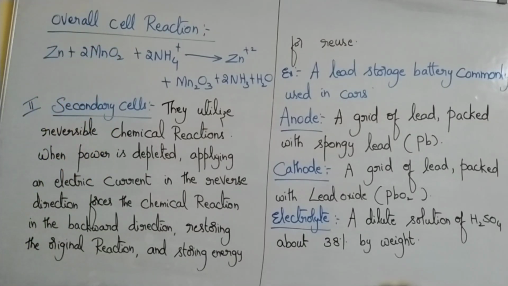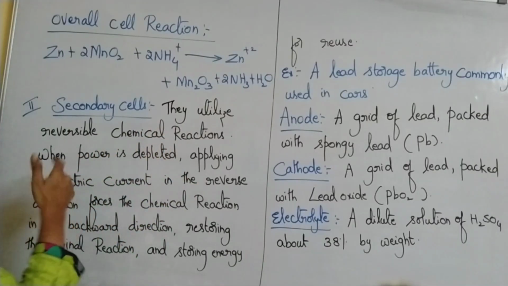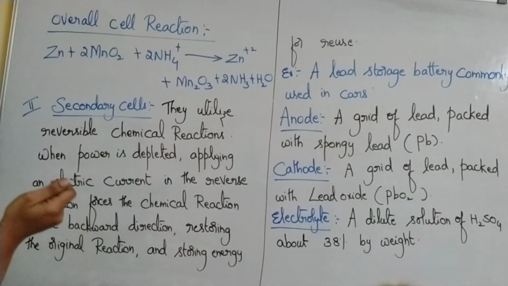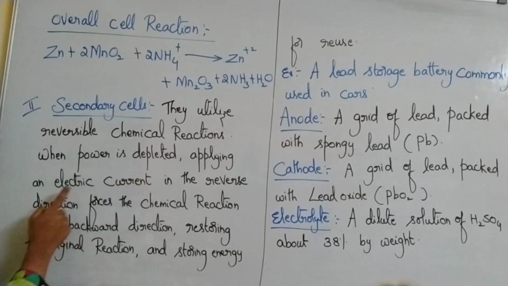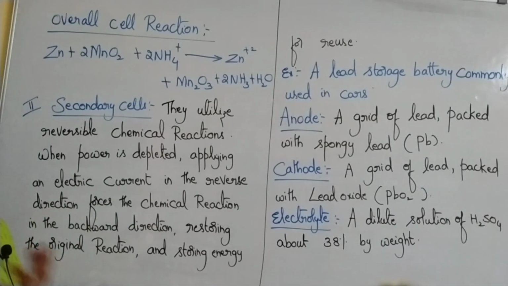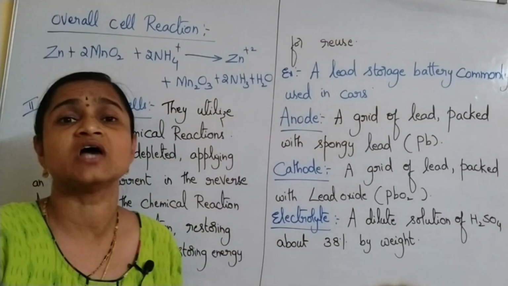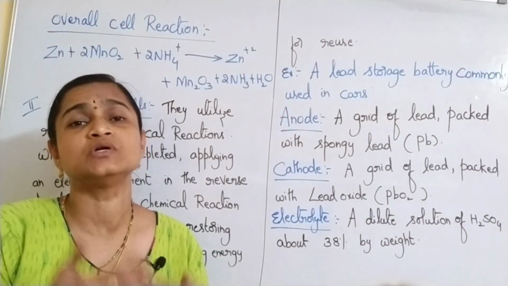Now let us move on to the secondary cells. Secondary cells are rechargeable batteries. Means they utilize reversible chemical reactions. When power is depleted, you apply the electric current in the reverse direction, means you will be charging it. If you keep charging, what will happen? The current is applied in the reverse direction and it forces the chemical reaction in the backward direction, restoring its original reaction and storing the energy for reuse. So reversible chemical reaction takes place by applying charging to that particular battery or cell. The reversible chemical reaction restores energy again.